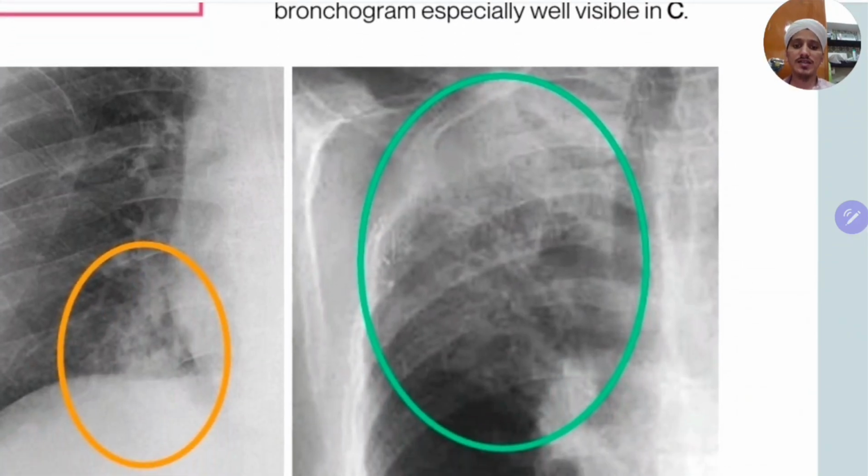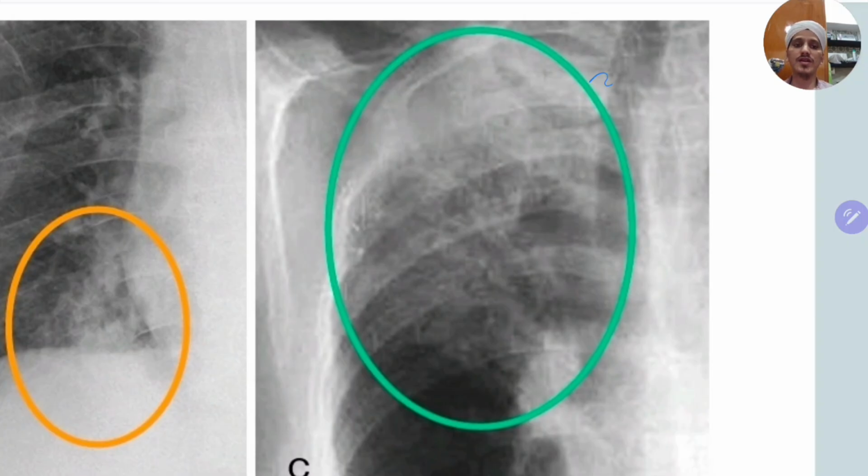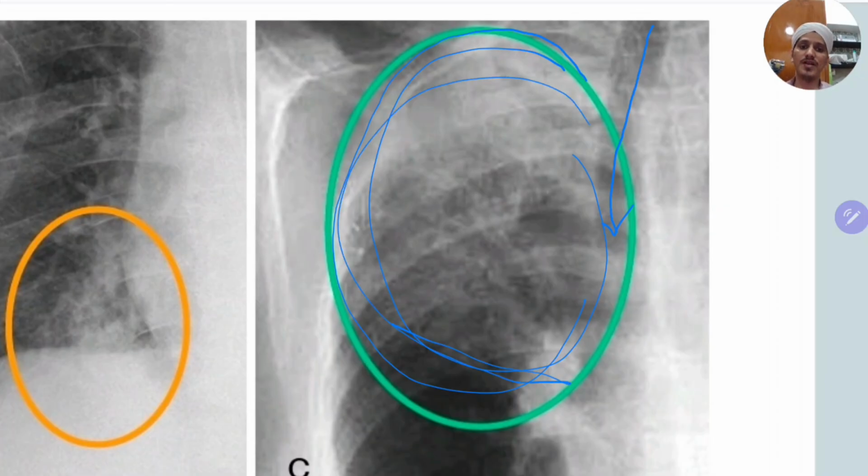Now we'll see the third. It is involving the upper zone of the lung, the right upper lobe. You can also see some tracheal shift to the right side here. I think along with consolidation some collapse may be there, but definitely there is consolidation which is confined to the upper zone.